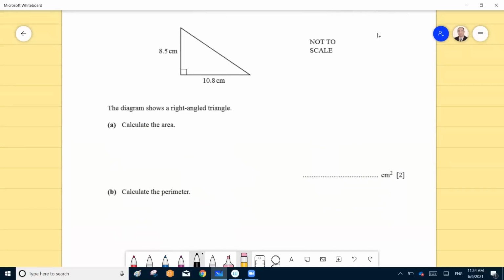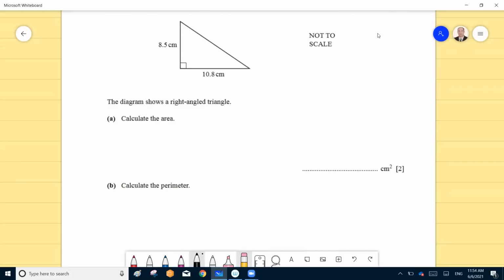You have a right triangle now. What is the area of the triangle? The area of the triangle, as you know, is half base times height. So it's a half times 10.8 times 8.5. By using a calculator, you can find the value. The answer you have is 45.9 square centimeters.